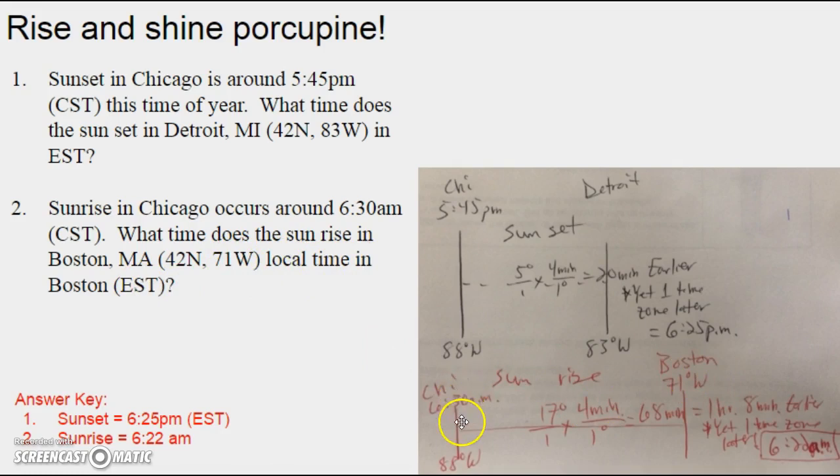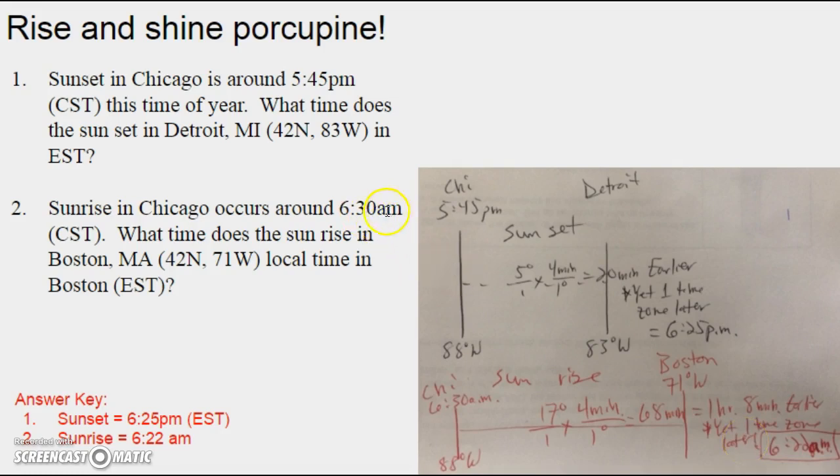Well, Chicago is 88 degrees west. Boston is 71 degrees west. That's a difference of 17 degrees. 17 degrees times 4 minutes per degree is 68 minutes, which is an hour and 8 minutes earlier. Yet it's one time zone later. So that's actually going to be 6 minutes earlier.